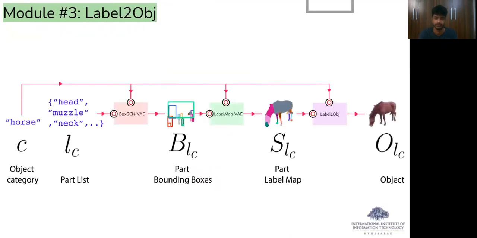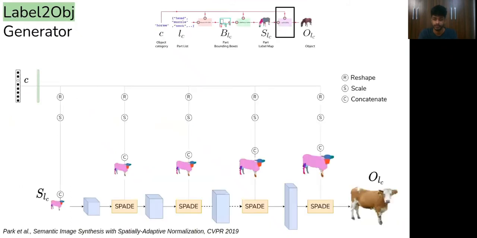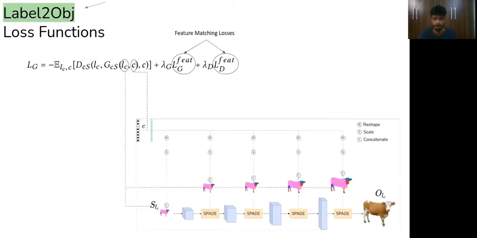Now we come to the final module, guided by the category label. The label to object module translates the label map obtained previously to finally generate the RGB object. We design label to object as a category conditioned variant of this paired architecture by Park et al. To encourage category-aware translation of the label map into the corresponding object, the one-hot category representation is appropriately transformed and concatenated with scaled label maps along the module pipeline as shown. Complementing our category-aware generator, the loss function features a category-aware discriminator as indicated above.